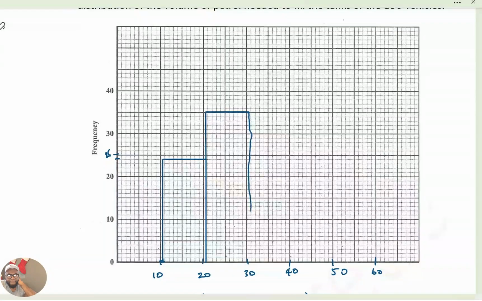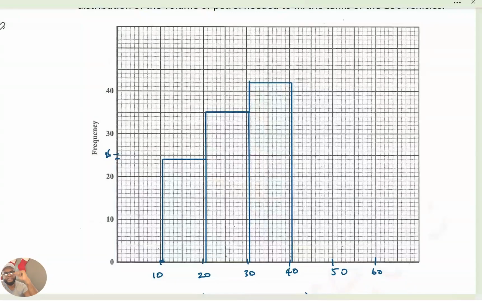Going down here. Right, next one. Next class interval. Quickly. 42. So this same line going up to 42. 42 would be here. Here would be 42. Come across. And coming down on 40.5.